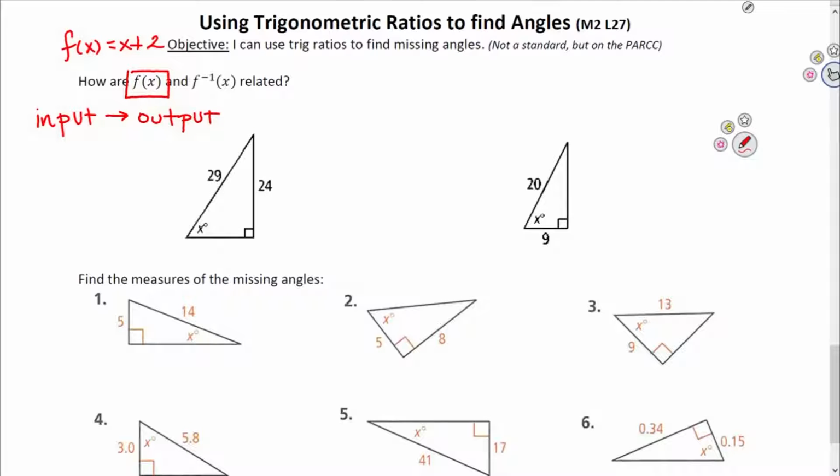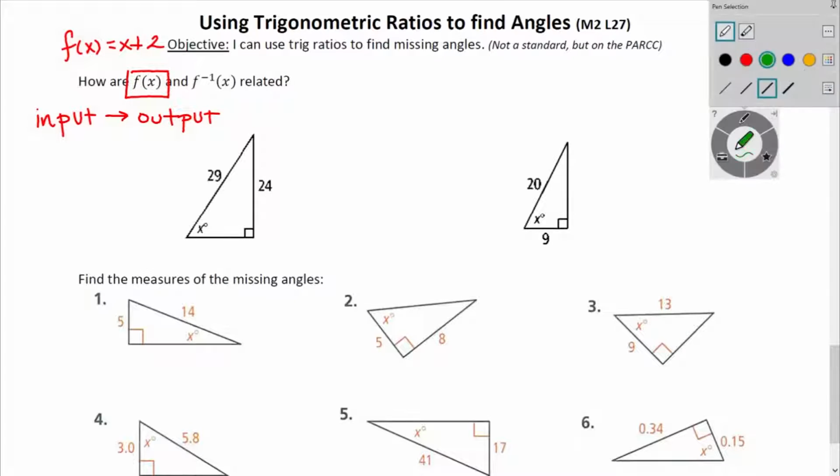You may not be as familiar with this notation, that f to the negative first power is an inverse function. Meaning, it says, hey, I have an output, where did it come from? If I got as an output 6, I would say it must have come from 4. Or if I get an output of 8, it must have come from 6.